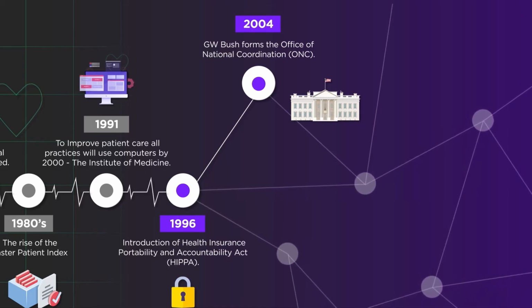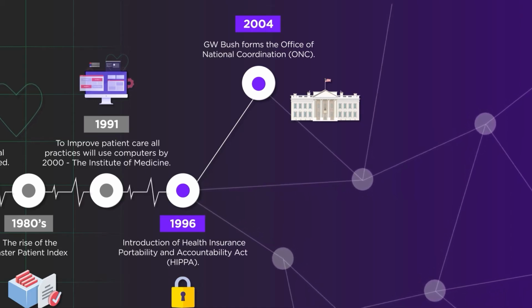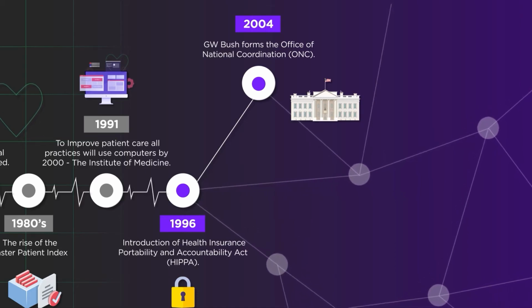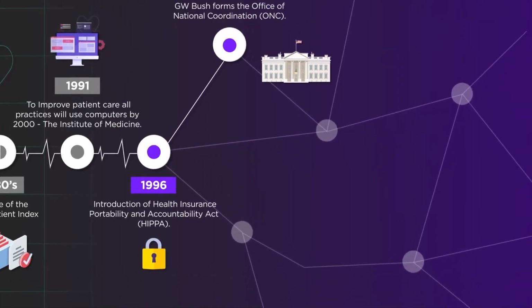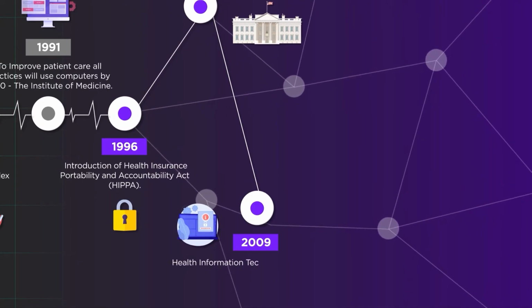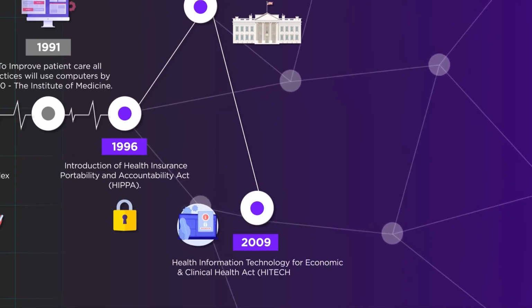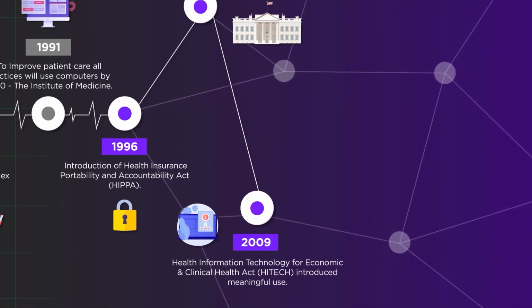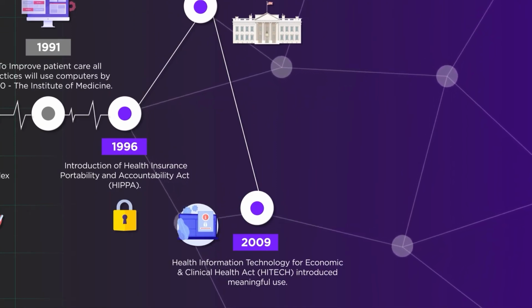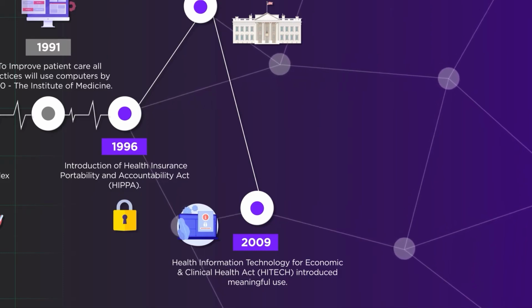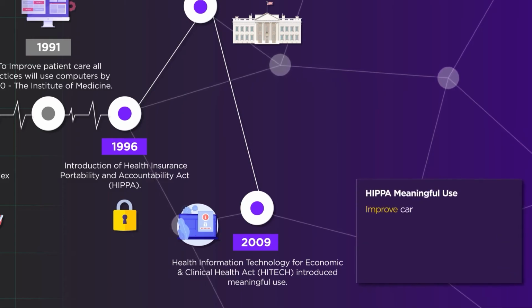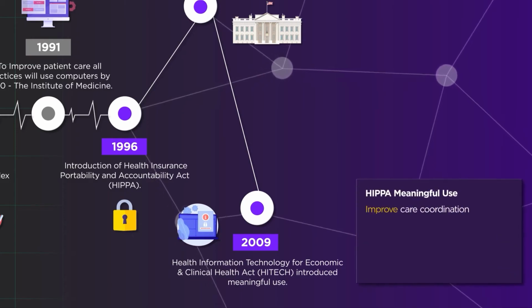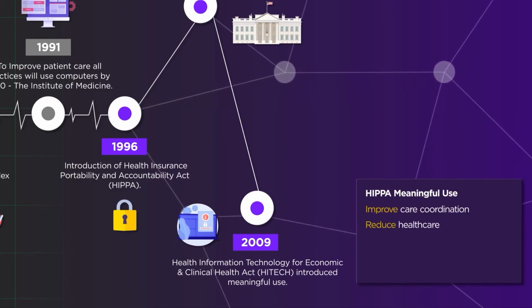EHR adoption surge. By the late 2000s, the push for widespread EHR adoption gained momentum, leading to more hospitals and private practices adopting digital record systems to meet government incentives. 4. Integration and interoperability, 2010s. Progress in interoperability. Interoperability, the ability for different EHR systems to communicate and share information, became a central focus. Healthcare providers, tech companies, and policymakers worked together to develop standards for data exchange.